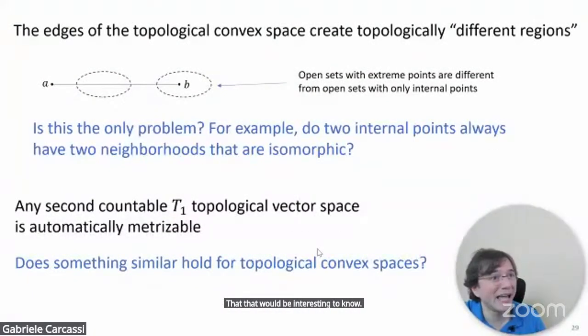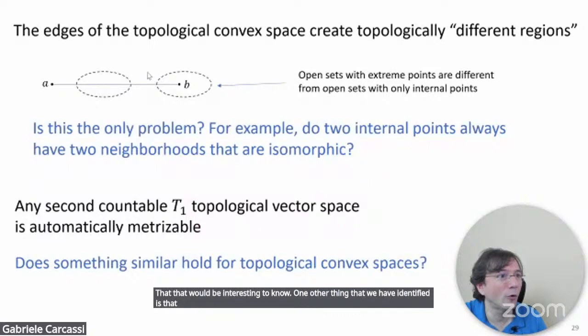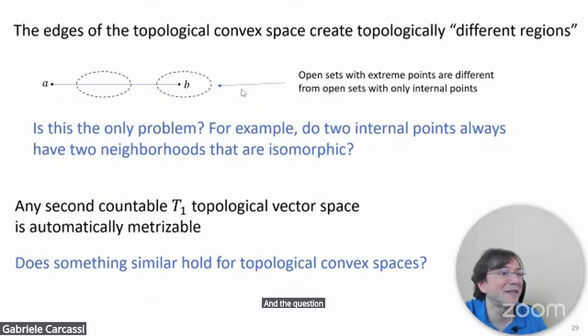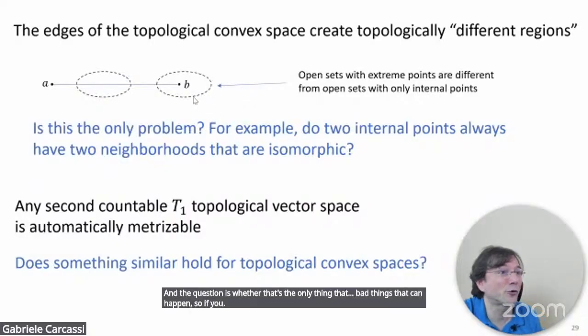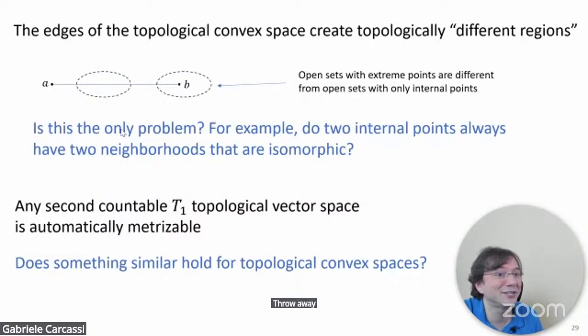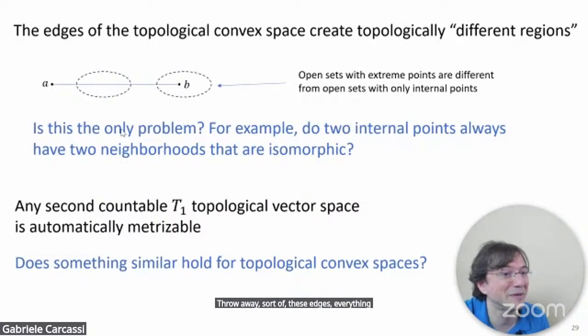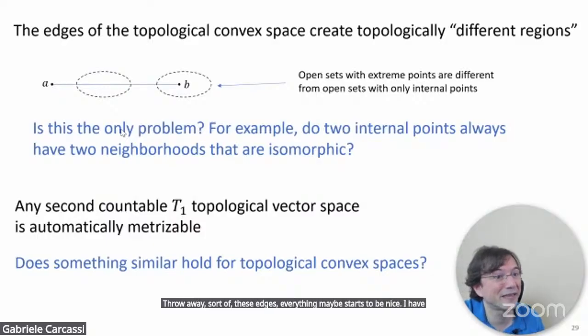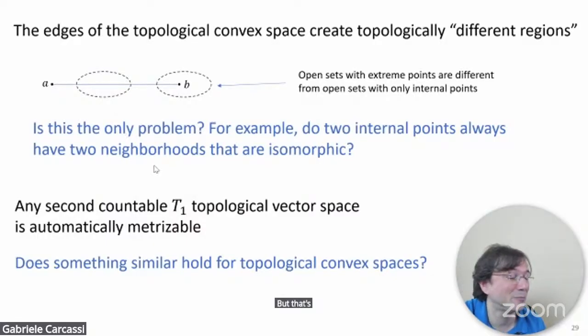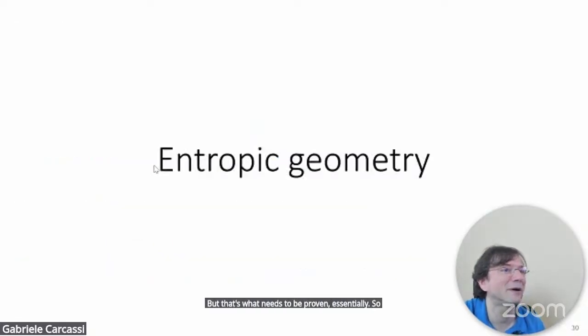One other thing that we have identified is that all the bad things seem to be happening at the edges, on the extreme points of the convex space. And the question is whether that's the only place where bad things can happen. So if you throw away these edges, maybe everything starts to be nice. I have a suspicion that that's the case, but that's what needs to be proven essentially. So that's part of it.